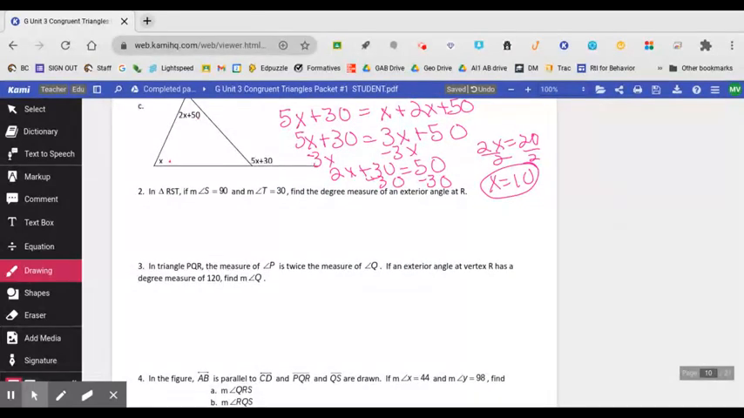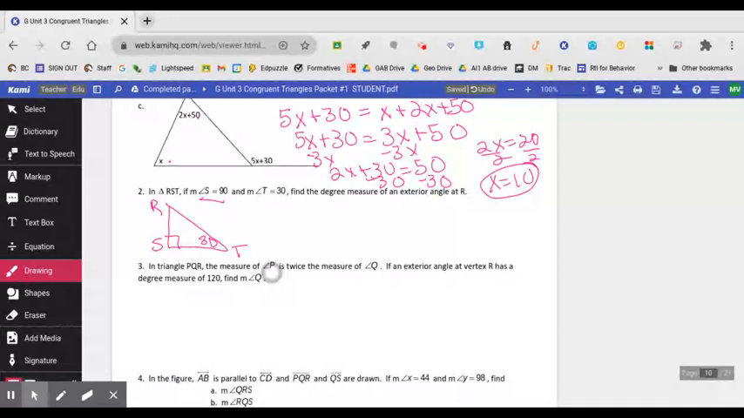So here we're talking about triangle RST. The first thing I'm going to do is draw it. It tells me angle S is 90. So RST. S is 90. T is 30. Find the degree measure of an exterior angle at R.